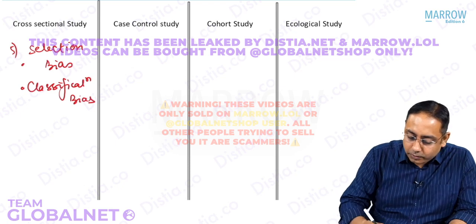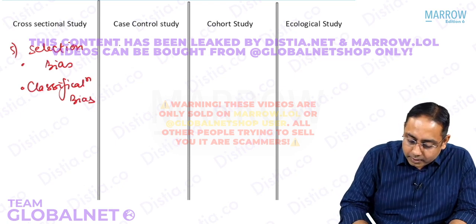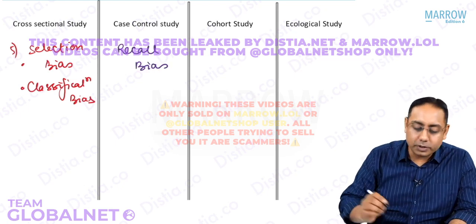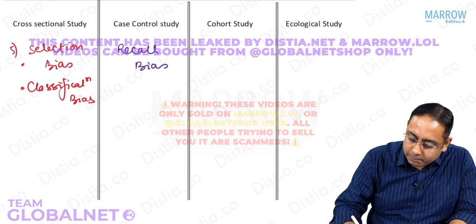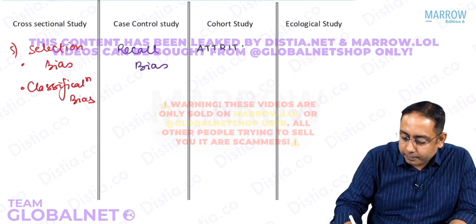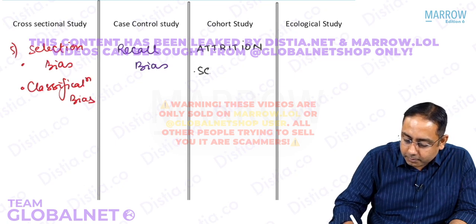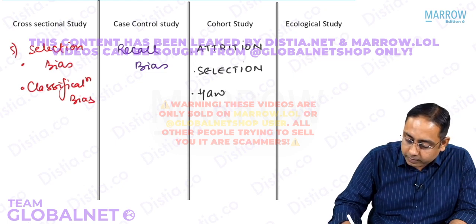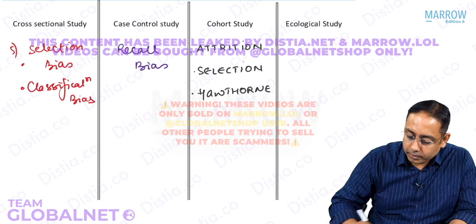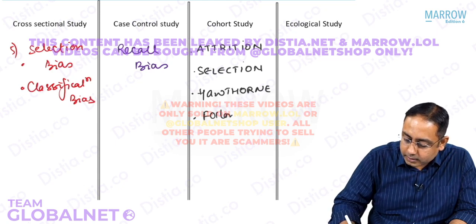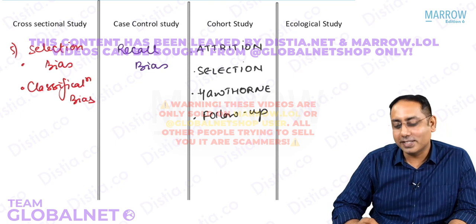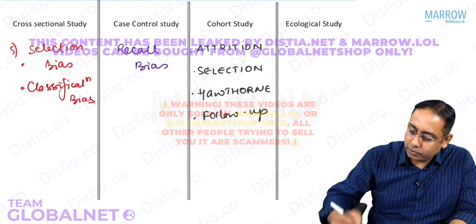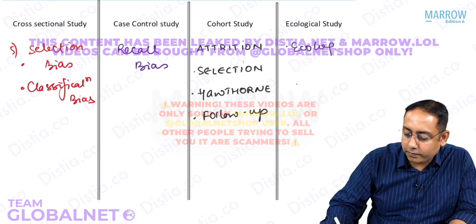In a case control study, you have a special bias that is called the recall bias. Recall bias is there for a case control study. In a cohort study, you can have a lot of biases. For example, you can have attrition bias. We can also have a selection bias. We can also have a special bias that is Hawthorne effect, or we can have follow-up biases. So a lot of biases are there in cohort studies, or we can have many more. Ecological study has one classical bias. We already had a word that is called ecological fallacy.